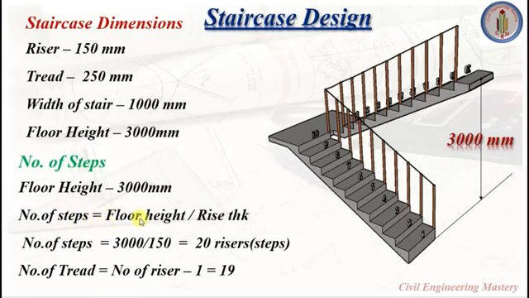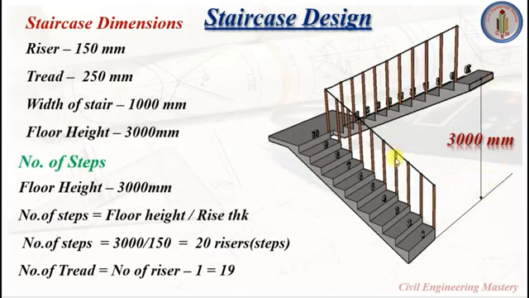Number of steps is equal to floor height divided by thickness of the riser. What is the riser thickness here? It is 150 mm. So number of steps is equal to 3000 divided by 150, which is equal to 20 steps. That is 20 risers. So number of steps is equal to number of risers. So these 20 steps we have to arrange within this 3000 mm.